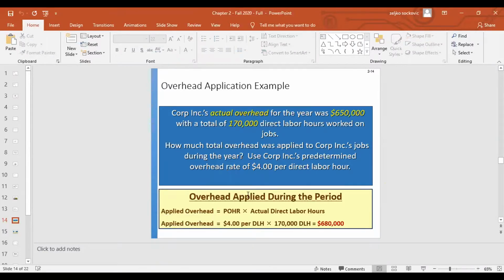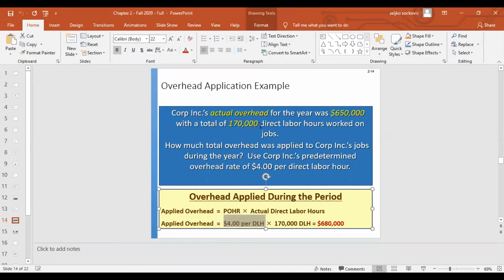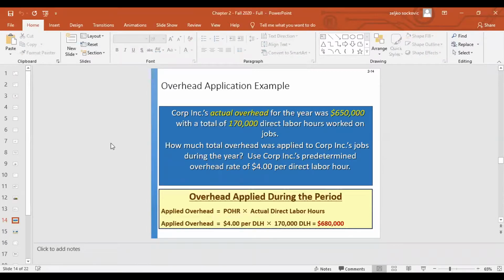How do we get applied overhead? Well, we say $4 POHR times actual activity. We said actual, a combination of actual and kind of imaginary, kind of estimates, right? So 170 times 4 is actually 680. So we applied $680,000 to our product.